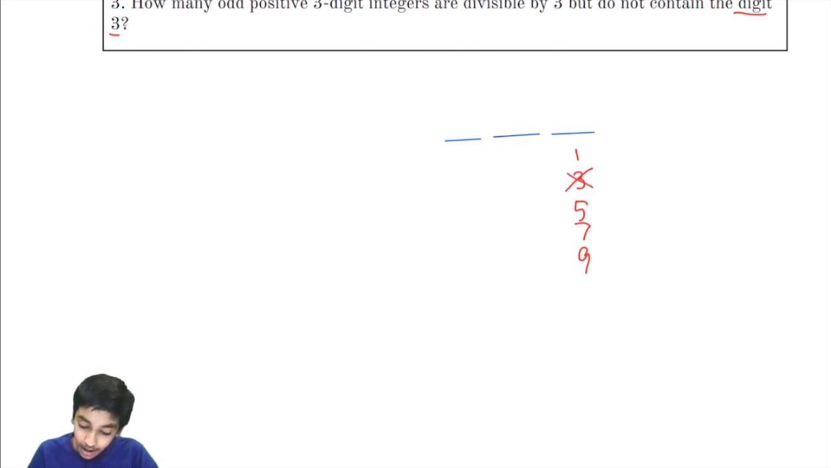So I'm just writing all, and similarly for this digit we can have 1, 2, 3, 4, 5, 6, 7, 8, 9, and a 0. But again, no 3. So we erase the 3.